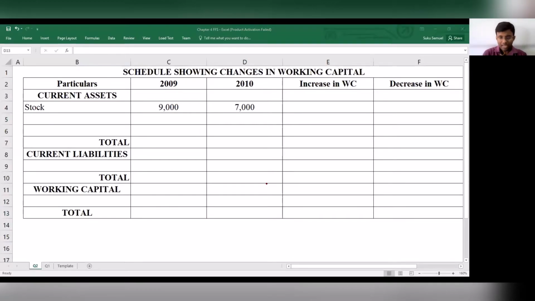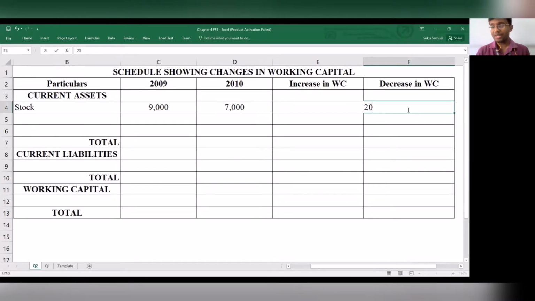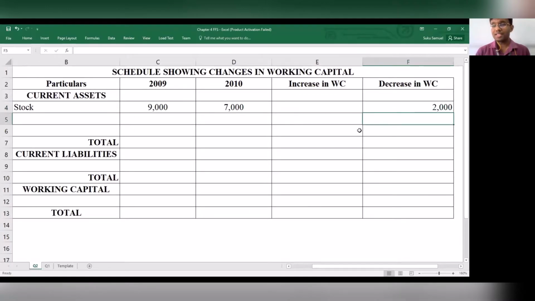Okay, now let's look at what impact this has on our working capital. If the change between year 1 and year 2 is bringing about an increase, we will capture it here. If it's bringing about a decrease, that will be captured over here. So if you notice, between the 2 years, the value of stock has come down, and the impact it is having is that your working capital has decreased by 2,000. So it has brought down your working capital.